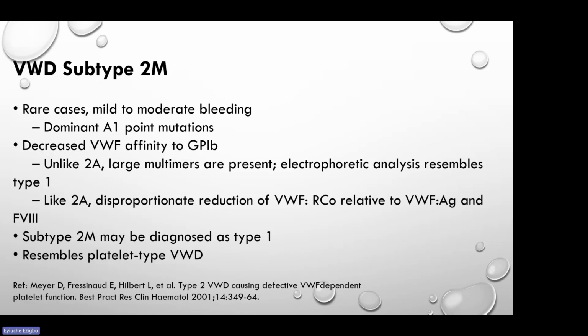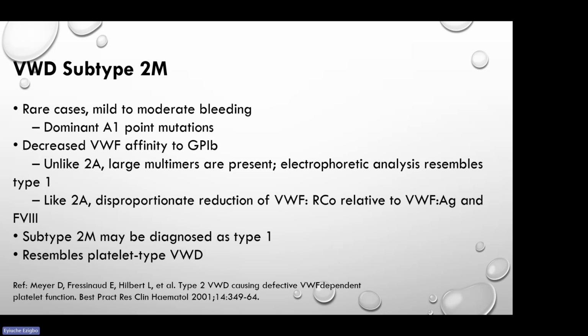So we have von Willebrand disease type 2M. This type is rare, also presenting with mild to moderate bleeding. Dominant A1 point mutations, decreased VWF affinity to glycoprotein 1b. Type 2B is increased affinity to glycoprotein 1b. Type 2M is decreased affinity to glycoprotein 1b.